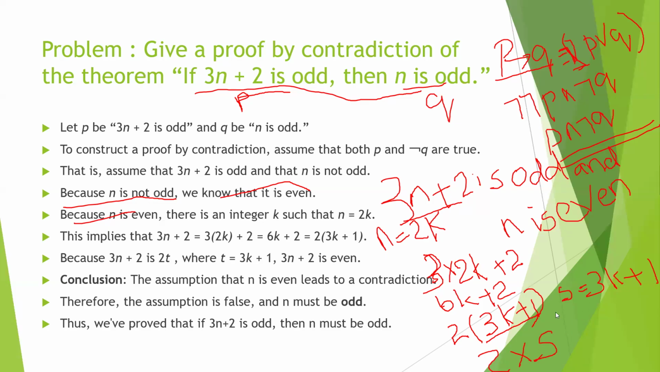Okay, if we take S as the number 3k plus 1, we can write it as 2 into S. So that means it's an even number.